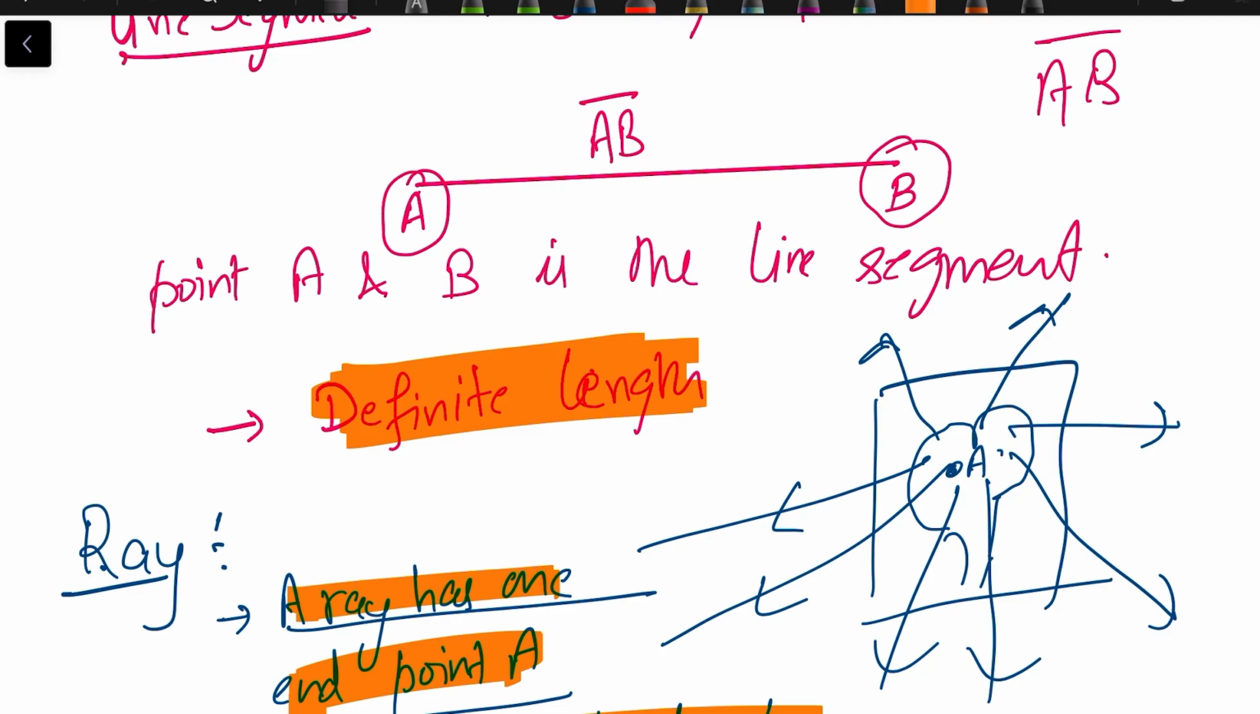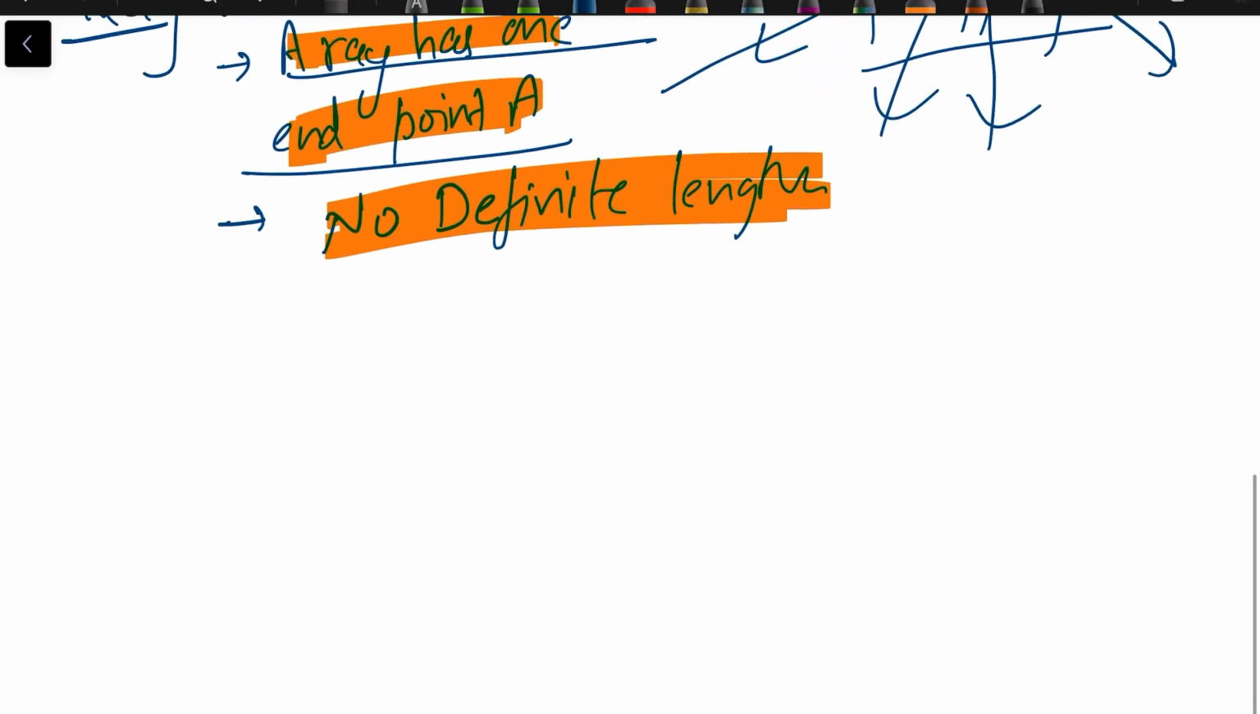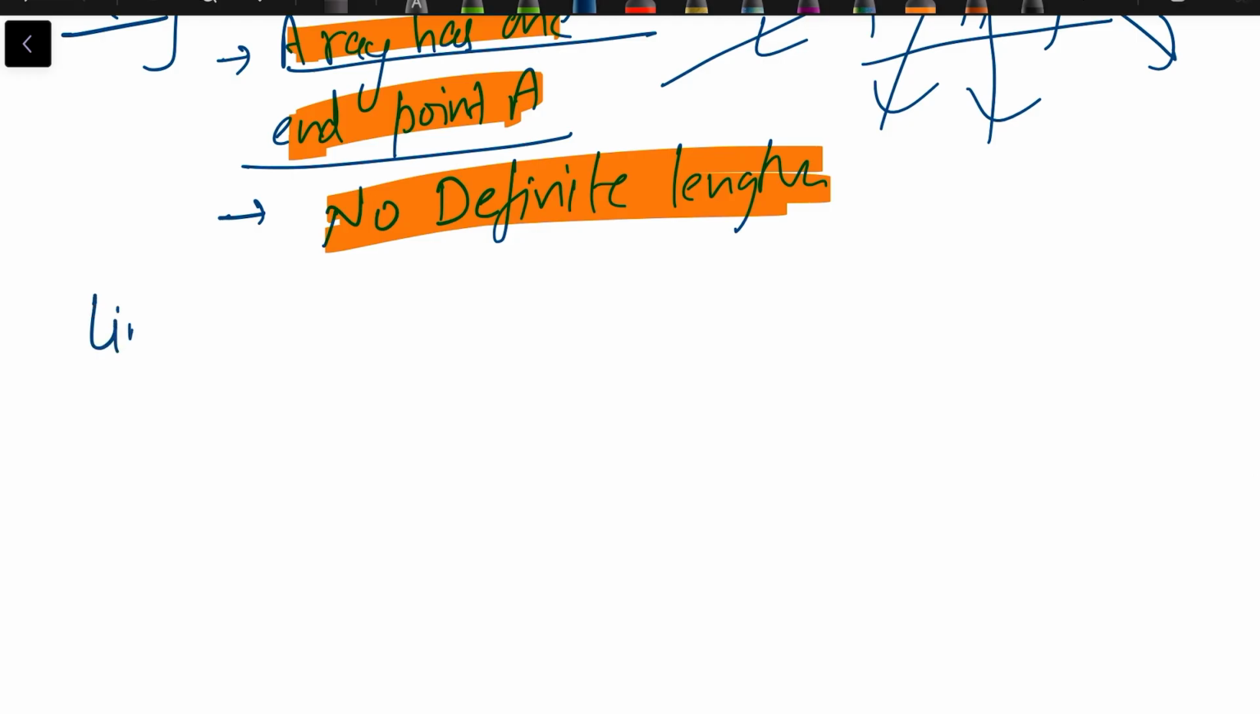So come to another definition, that of a line. Now we will reach the line, what exactly a line is.